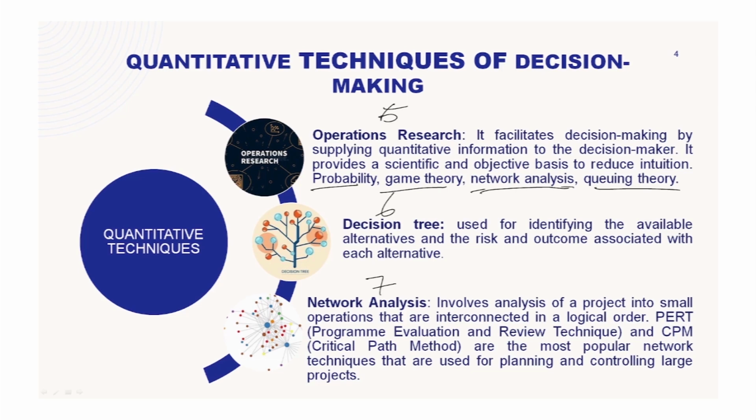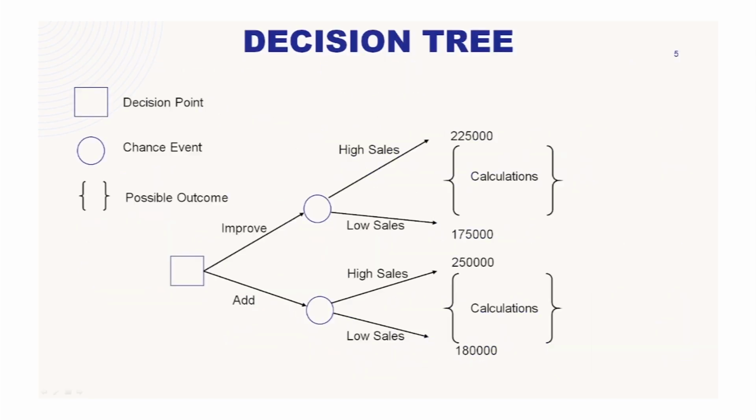Next is the decision tree. The decision tree is used for identifying the available alternatives and the risk and the outcome associated with each alternative. So let's try to understand the decision tree with this slide. Within the decision tree, a few symbols are very important. The very first one is the decision point, which is reflected through your square box. Chance of event is reflected through your circle or the oval, and possible outcome is reflected through your bracket.